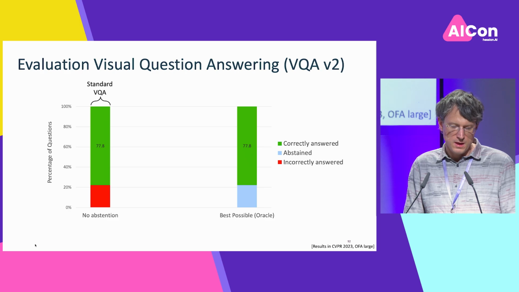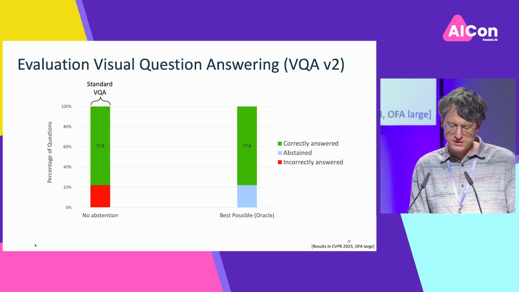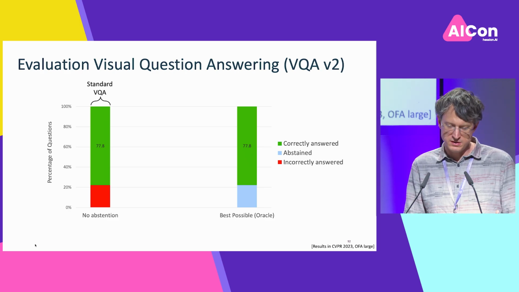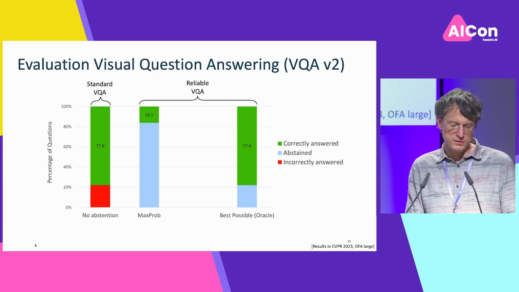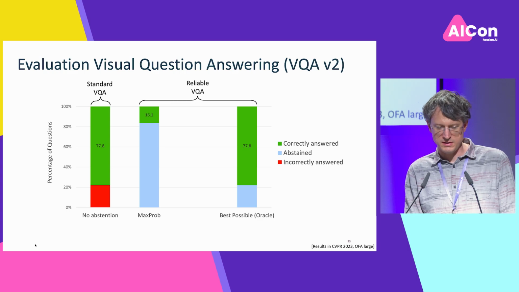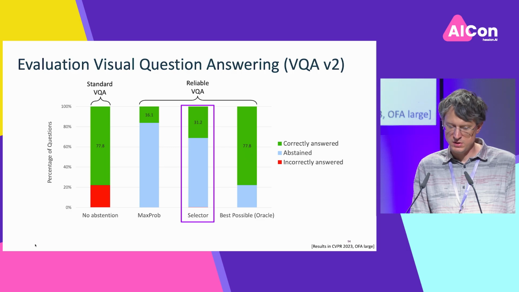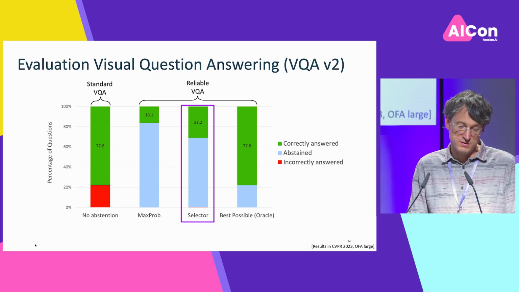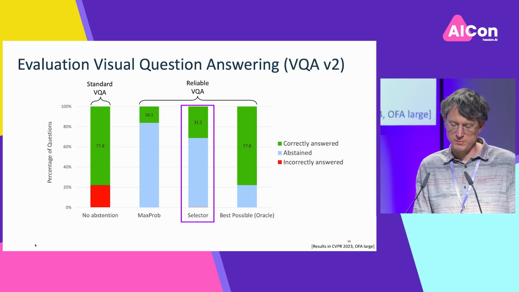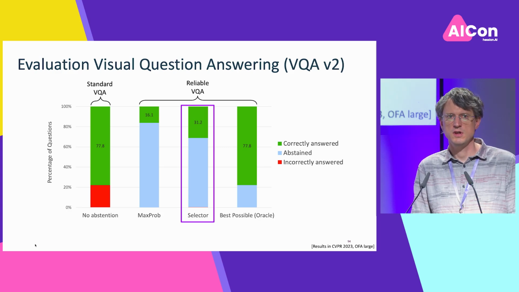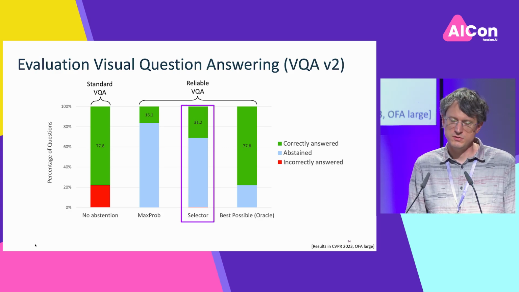So here, again, is the slide with the results. We have this standard VQA setting, and on the right, the best possible. If you use MaxProb, then, as I said, we get about 16%. But if you use our selector model, we get roughly double the performance. But we still see there's a huge gap in performance. So this is a very challenging task, which we also plan to work on in future.